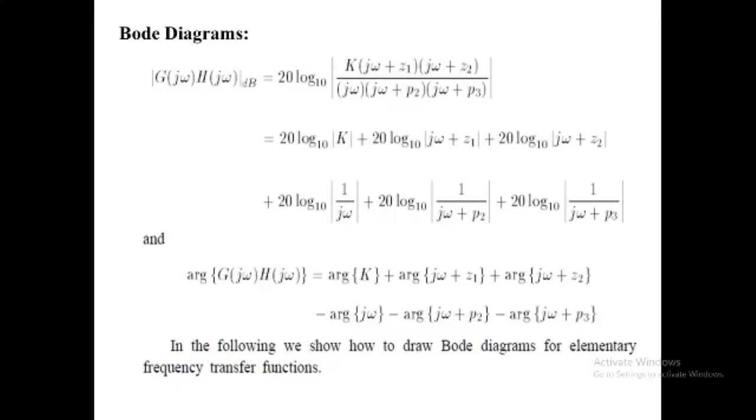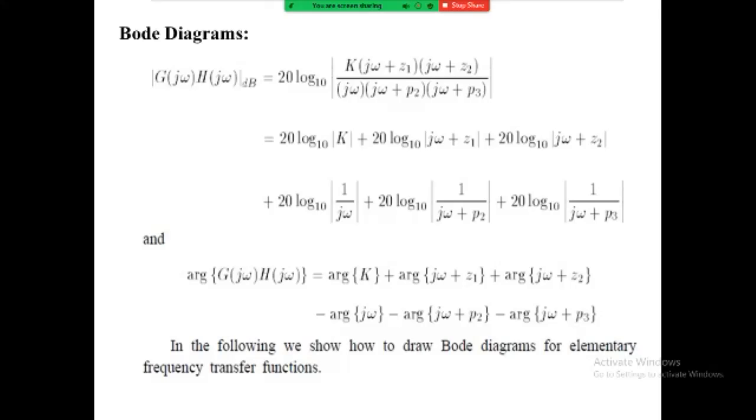This Bode diagram basically represents the frequency plot of magnitude and phase of the open loop frequency transfer function, that is G(jω)H(jω), and the magnitude is plotted in dB, that is decibel, on the log of ω scale. In general, this open loop frequency transfer function contains elementary frequency transfer functions representing a constant term, that is static gain, and dynamic elements like real poles and zeros and complex conjugate poles and zeros.